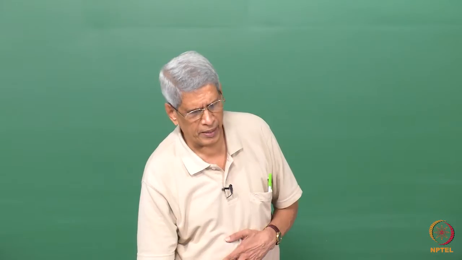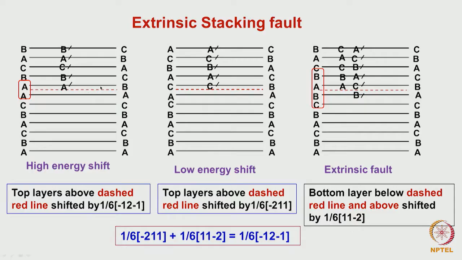Movement of a partial by this, okay, above this it changes from B position, it moves to here, that is by this vector 1 bar 2 1 bar. If it moves, it will bring an A atom to an A atom position. So this movement of a partial here will move all the atoms above also by the same sequence of shift, and that gives rise to this sort of a stacking sequence. So this is essentially a high energy position which is not allowed.